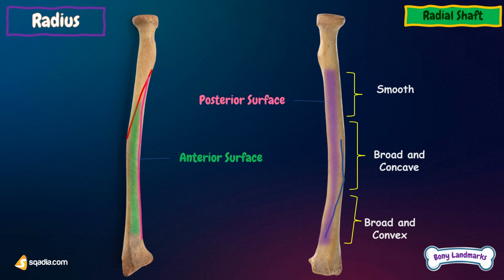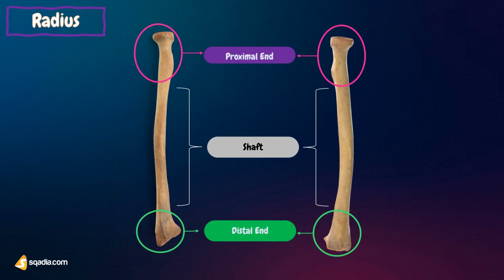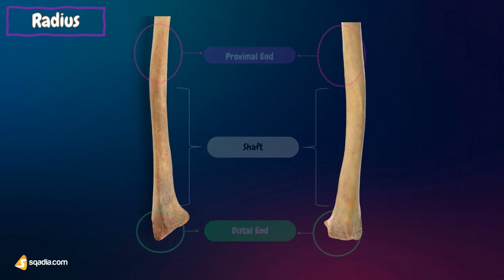The last surface is the lateral surface, or external surface, which is convex throughout its entire extent and is known as the convexity of the radius. The upper third of this surface gives insertion to the supinator muscle. About its middle is a rough ridge for the insertion of another muscle, the pronator teres muscle. Its lower part is narrow and covered by the tendons of the abductor pollicis longus muscle and extensor pollicis brevis muscle.